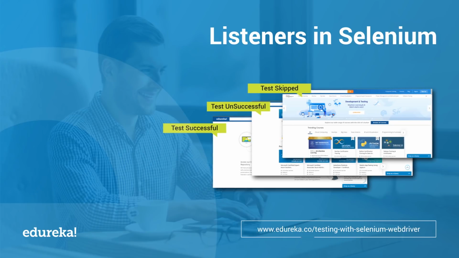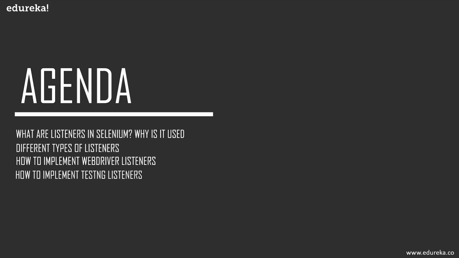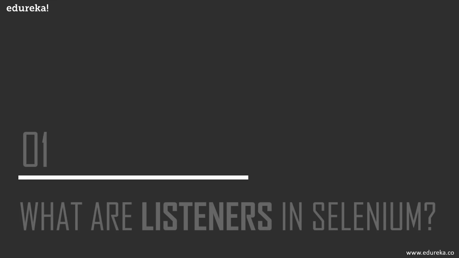But before I begin, let's take a look at the agenda of this session. I'll start by giving you a proper introduction to what listeners in Selenium are, and then move on to understand the types of listeners in detail and try implementing a use case parallelly so that you get a clear idea about the types. And finally, we'll end this session by learning about the major differences between them. So let's begin by learning the first topic.